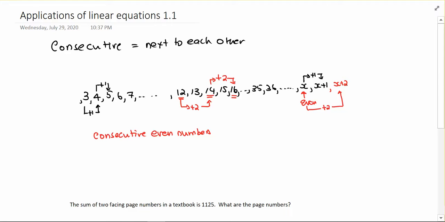This is also true for odd numbers, and you can see that as well. For example, 3 is an odd number. You would add 2 to get to 5. And then you would add 2 to 5 to get to 7. And likewise, 13 to 15, add 2, and so on. And if you had some random location x, and x is odd, then you would add 2 to get to x plus 2. So if the starting location is odd, adding 2 gets you to the next odd number. If the starting location is even, adding 2 gets you to the next even number.